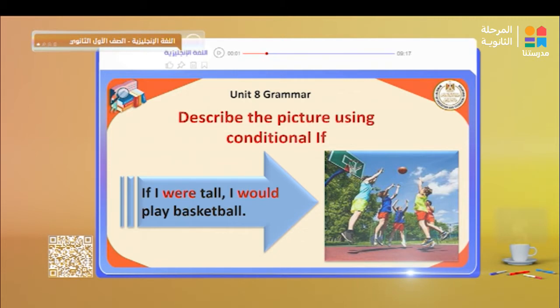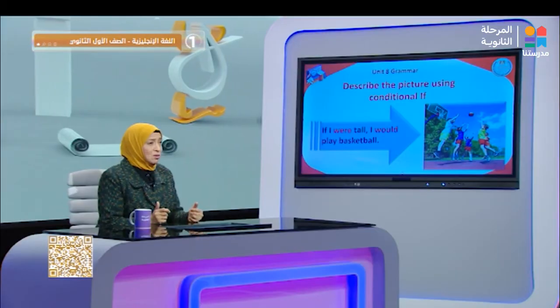So what does it mean if I were tall? It means I am not tall. At the present time, I'm not tall. So I can't play basketball. So I wish if I were tall, so I expect something against the reality. The fact that I am not tall and I cannot play basketball. So I wish if I were tall, I would be able to play basketball. So we use if type 2 to express something improbable or something against the reality.